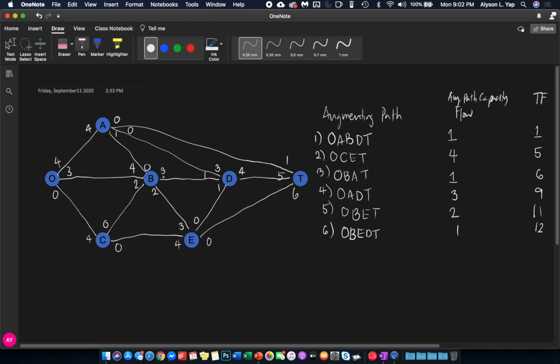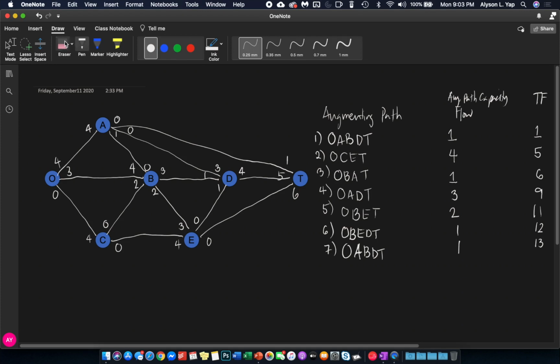Are there still augmenting paths? Yes. Let's identify. Number 7. O, A, B, D, T. And as you can notice, this augmenting path we've already identified before, and that's not a problem. As long as the path is a path from O to T and the capacities are positive, then this is an augmenting path. What's the capacity? 4, 1, 3, 4. So the capacity is 1, total flow of 13.